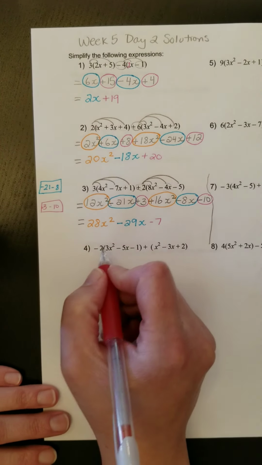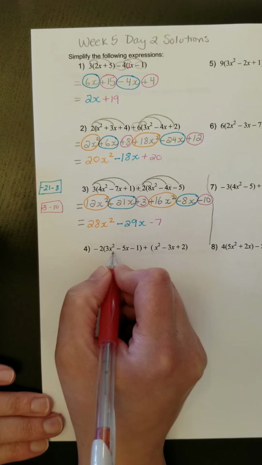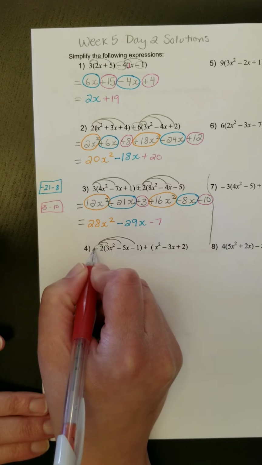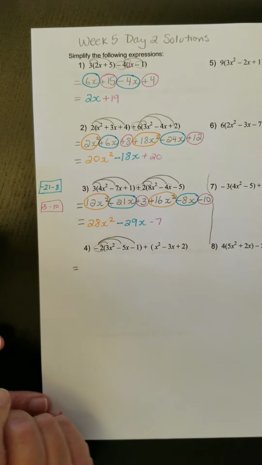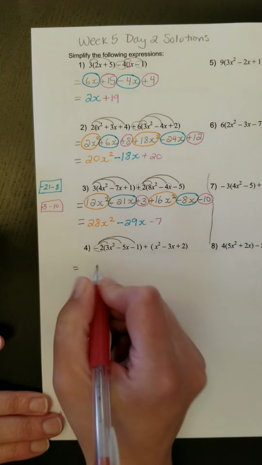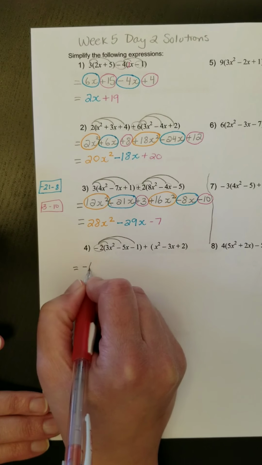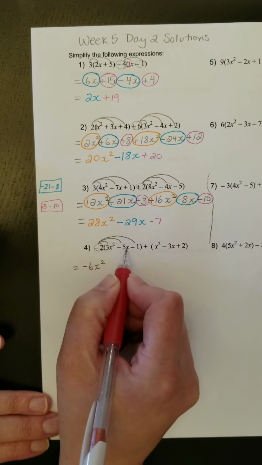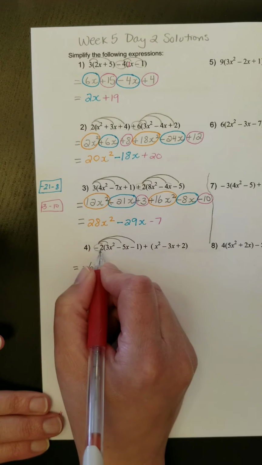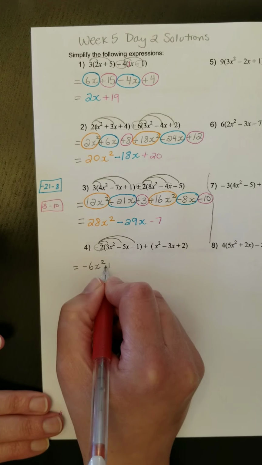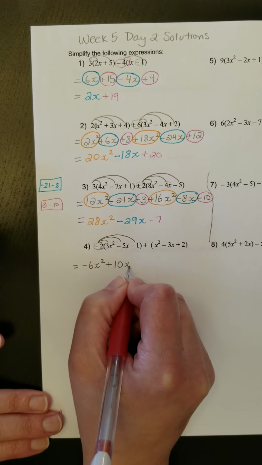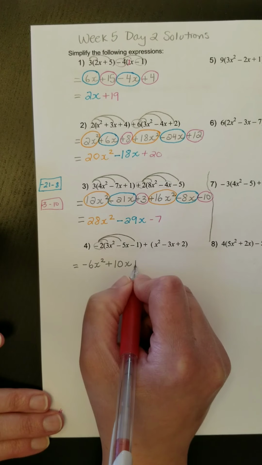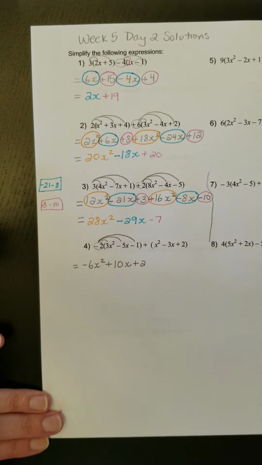The last one here, negative 2 is going to multiply in. And remember, we're going to have to keep that negative there. So it's going to affect the signs. Negative 2 times 3, negative times positive is negative 6x squared. Here I have negative 2 times negative 5x. Negative times negative is positive. 2 times 5 is 10x. And negative 2 times negative 1, negative times negative again is a positive 2.